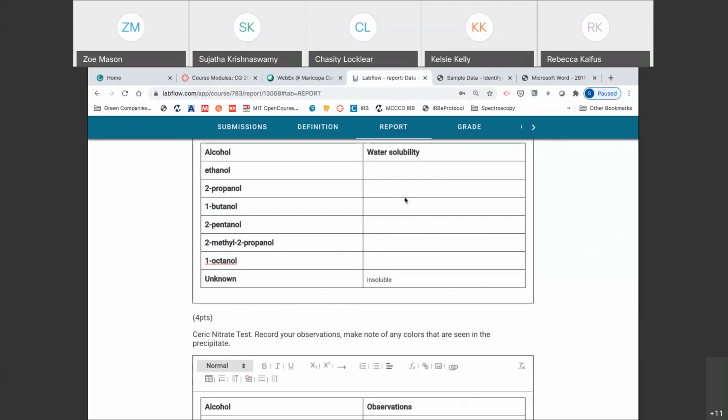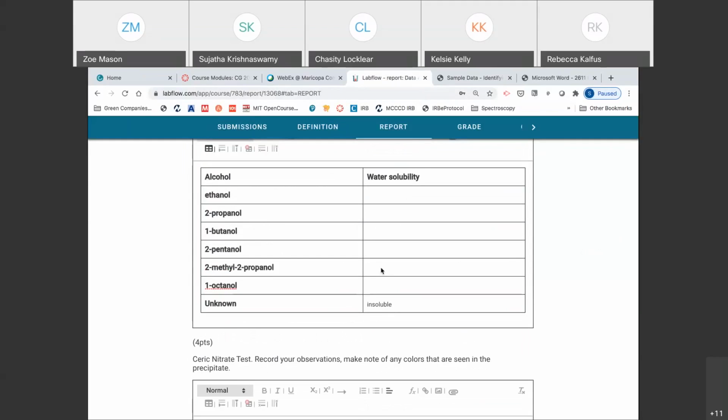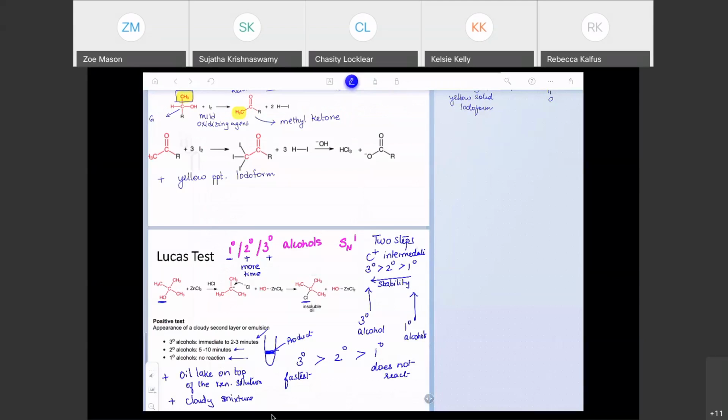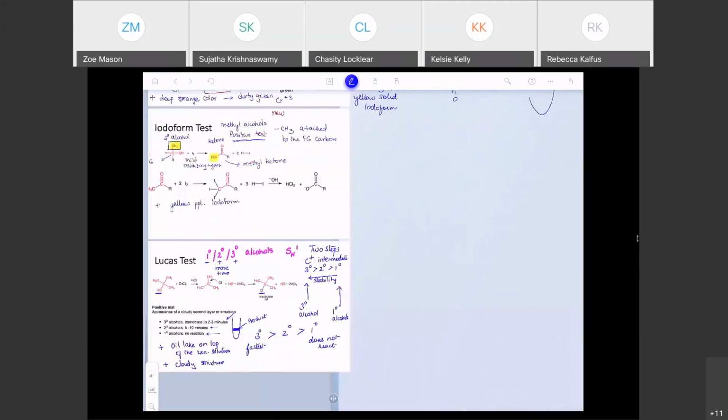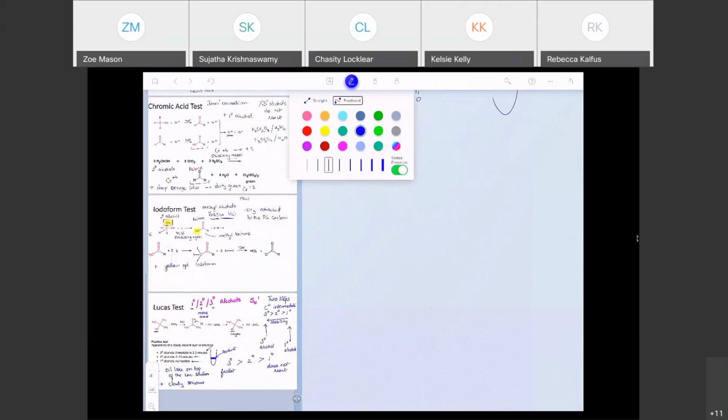Okay, so now for estimating solubility, you want to be careful about it. Let me just jump back to this to show you something and how you're going to predict solubility. This prediction sometimes is hard. You know, it's easy to take these alcohols, put them in the solutions and see if they react or if they're soluble or not.